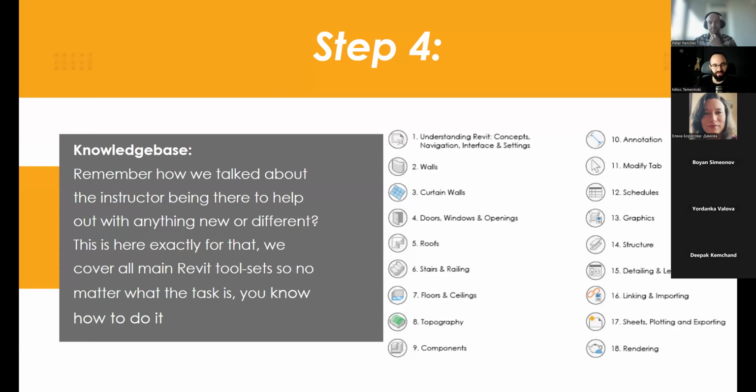So if you get stuck anywhere along the way working on your own projects, you can, oh, so I have a graphics problem. I'm just going to check out the graphics chapter and usually you have your answer there. So that's our step four.